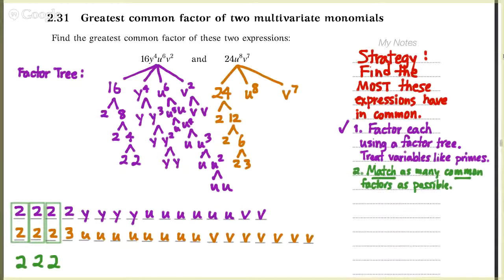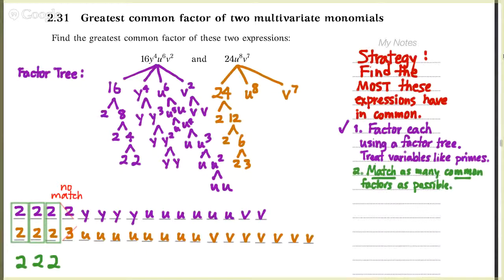But that fourth 2 that our first expression has is not shared by the second expression. So that purple 2 does not have another brown 2 to match up with it. So we won't include that 2 in our prime factorization. So in other words, our greatest common factor is going to have a total of 3 powers of 2 in its factorization.